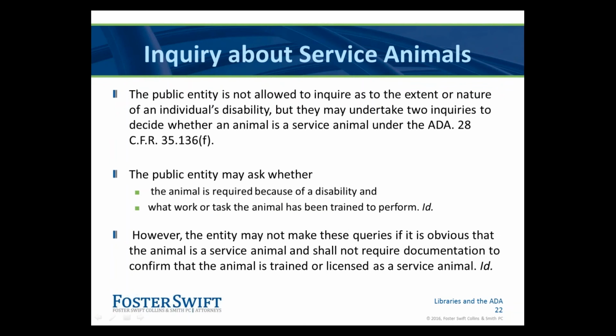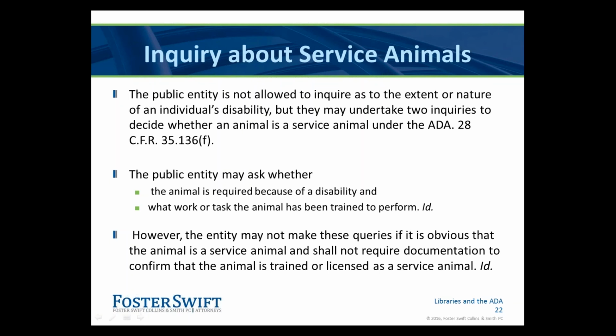So the public entity is not allowed to inquire as to the extent or nature of an individual's disability, but may undertake two inquiries to decide if an animal is a service animal. You may ask whether the animal is required because of a disability and what work or task the animal has been trained to perform. Okay?